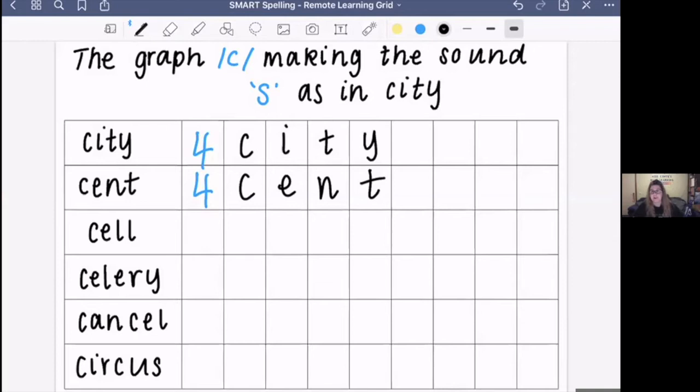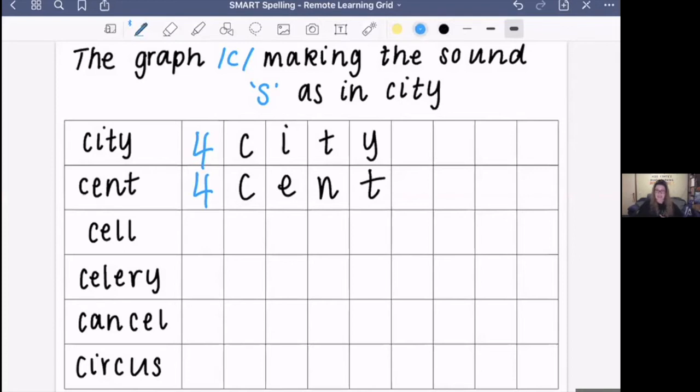Can you please spell the word cent back to me the same way that I spelled it to you? I'll say it again so you can remember how it sounds. C-E-N-T. Your turn. Fantastic job. Our next word today is cell.